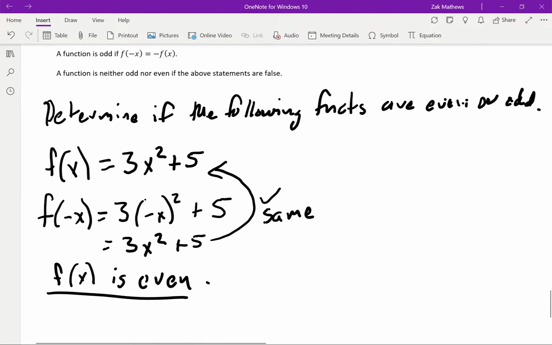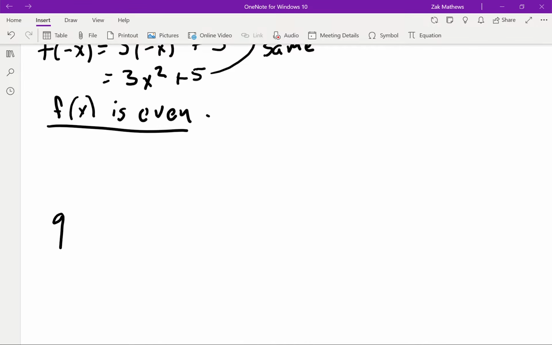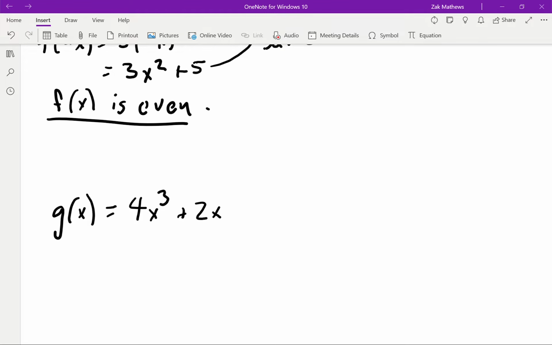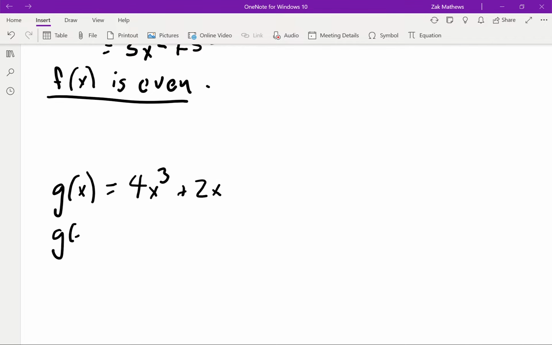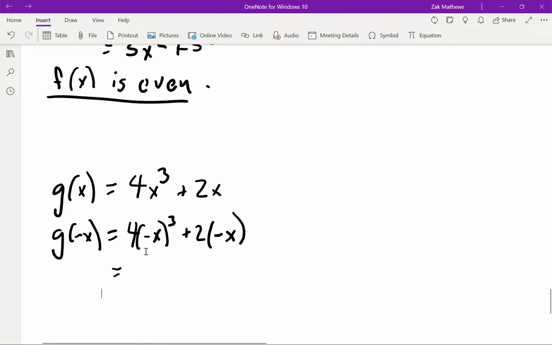Let's take another example. Let's take g of x equal to 4x cubed plus 2x. So I'm going to start off the same way. I'm going to plug in the negative x. I've named the function something different, but it doesn't change what I'm doing. I'm plugging in the negative x. So I'll have 4 times the negative x cubed plus 2 times the negative x. And when I simplify this time, a negative cubed is going to give me a negative. So I have 4 times negative, it's going to be a negative 4x cubed. And then a 2 times negative x is a negative x. So negative 4x cubed plus, minus x.